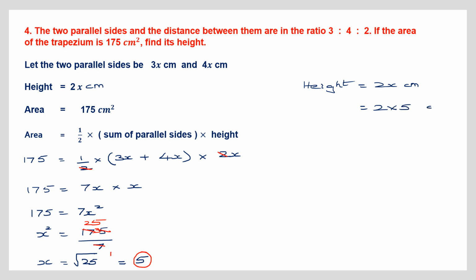2 into 5 centimeters. 2 fives are 10, so 10 centimeters. So we have found the height. We've been asked to find the height. We have found the height to be 10 centimeters and that is our answer.